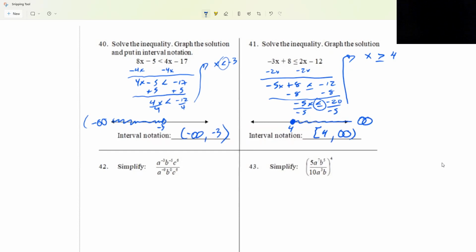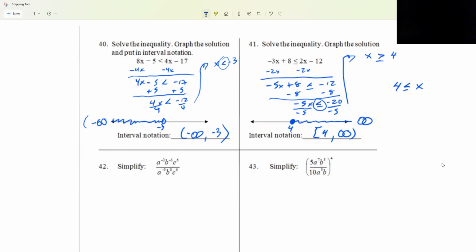The other way you could have done this was put everything over there on the right side, and when you've gone through the whole thing, you would have ended up with, it would have looked like this, but your variable would be over there on the right.